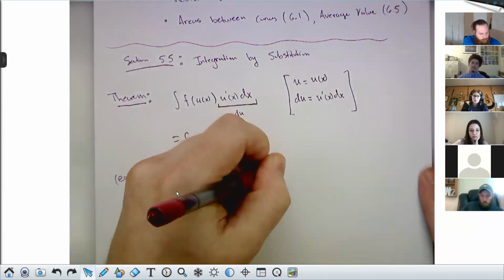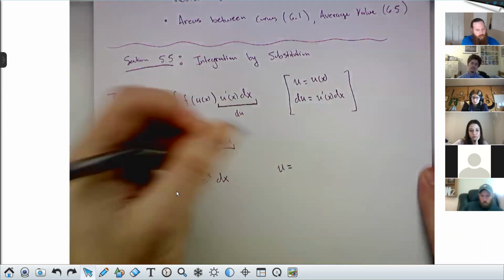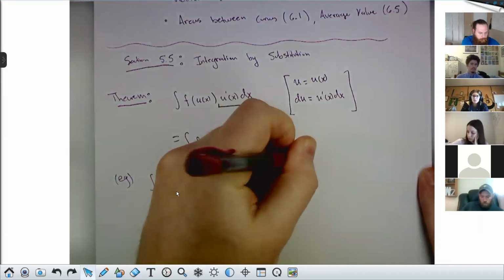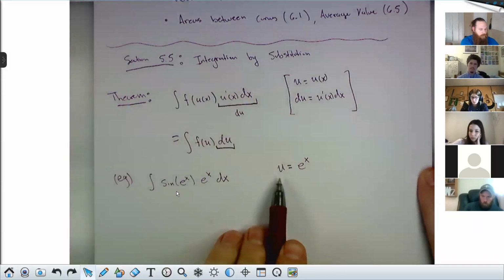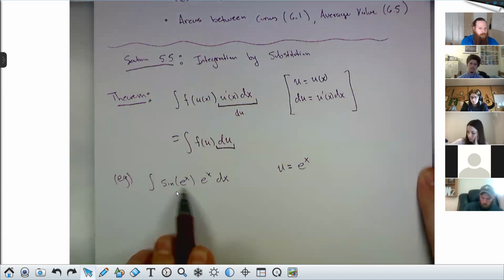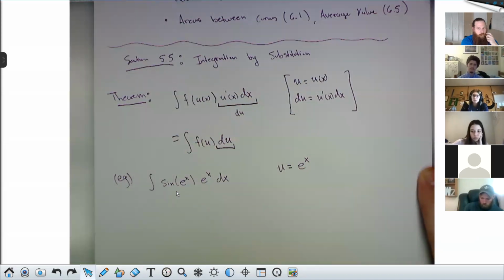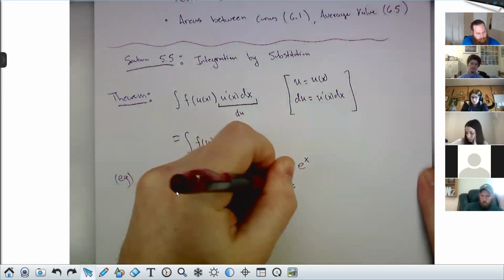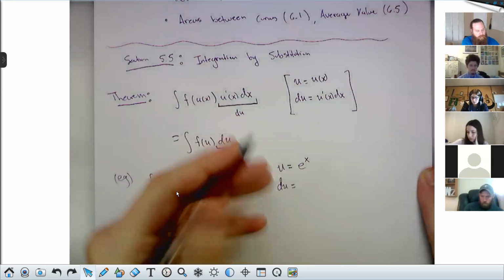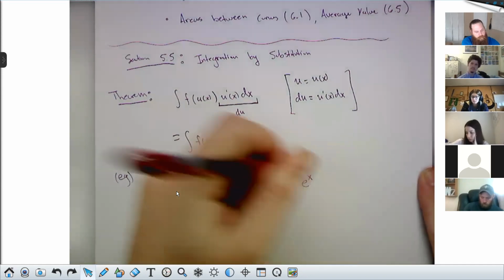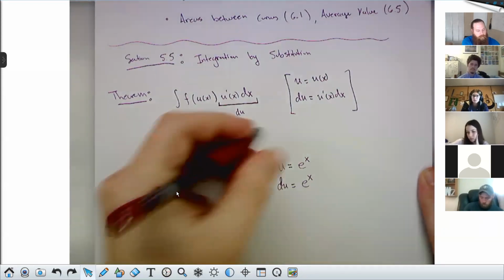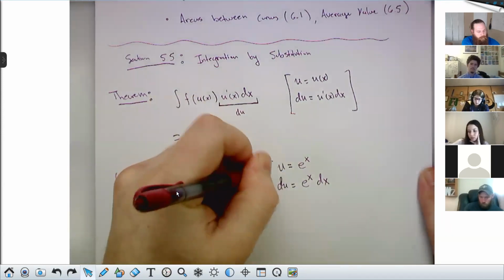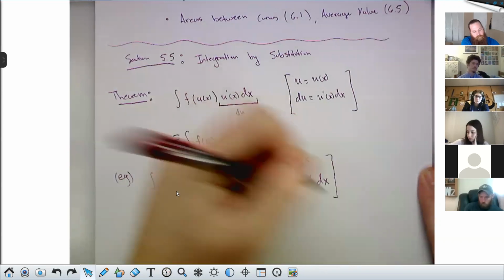The way we make this go is we come off to the side and we say, all right, I'm going to invent a new variable. We'll call it u. And in terms of the old variable, u is e to the x. So my inner function here is what I label as u. Then I calculate du. You do this just by differentiating. So the derivative of e to the x is e to the x. So du dx would be e to the x, which means du is e to the x dx. And when you see me do this in class, I'll always put it in a little box like this.